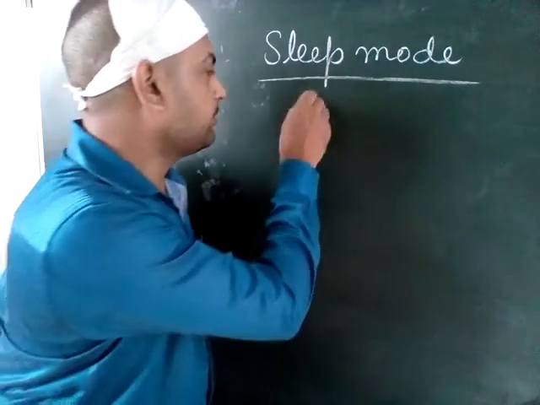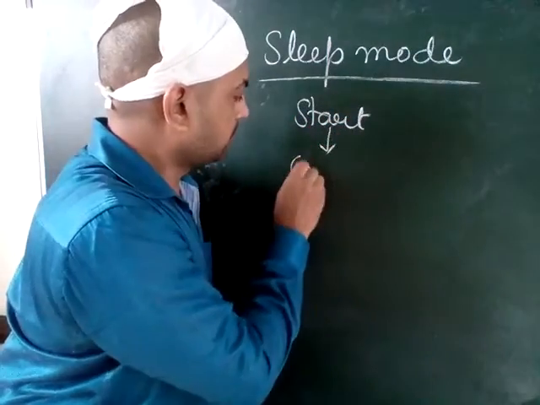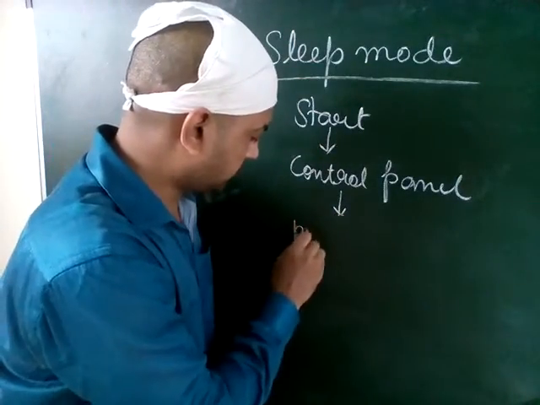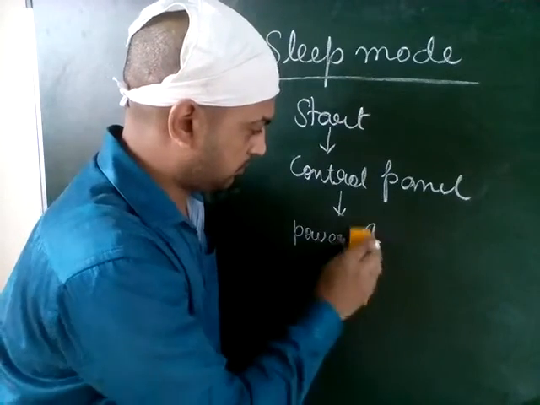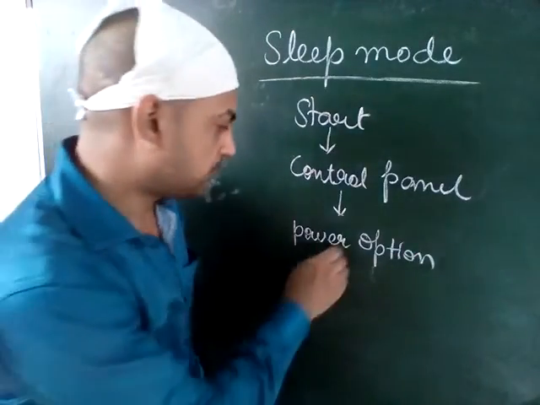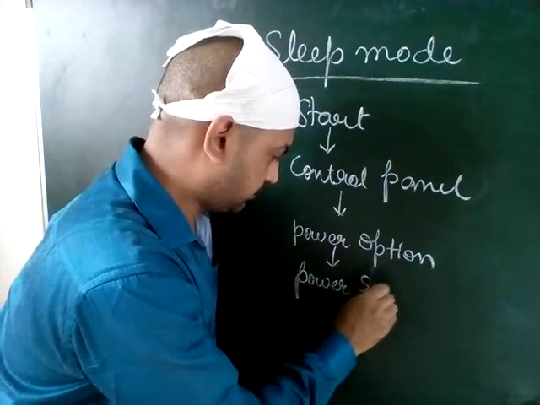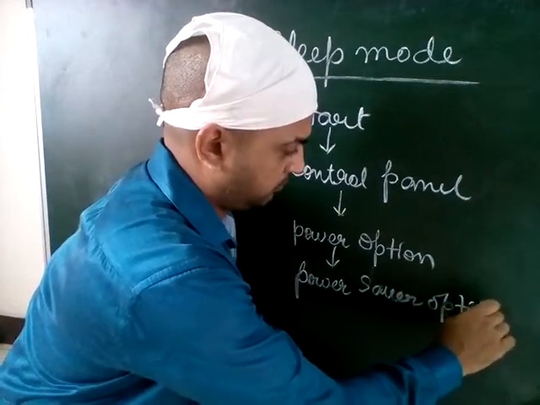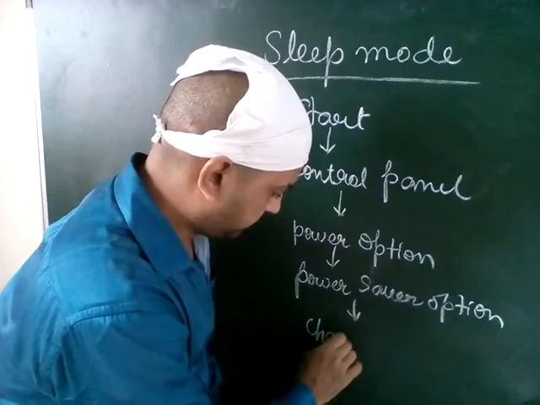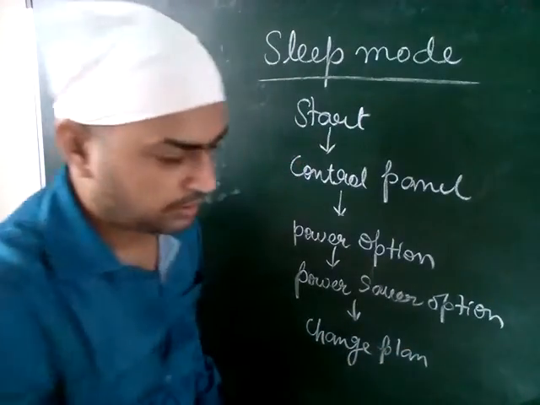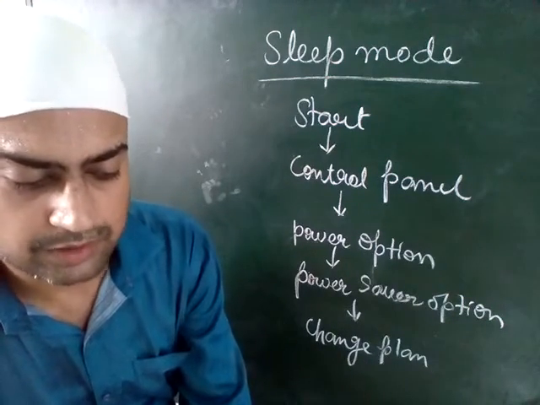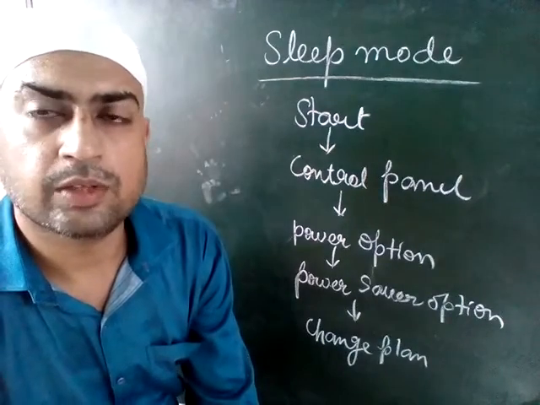Now Start, then Control Panel, then Power Options, and then select the Power saver option, then Change plan settings. So what you have to do: first go to Start, then Control Panel, then Power Options, then Power saver option, then Change plan settings, and in this setting you have to activate sleep mode.